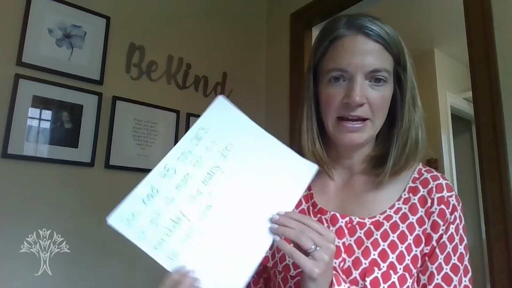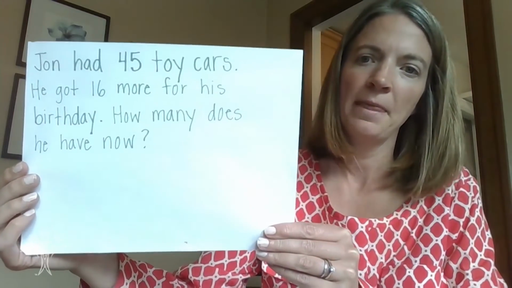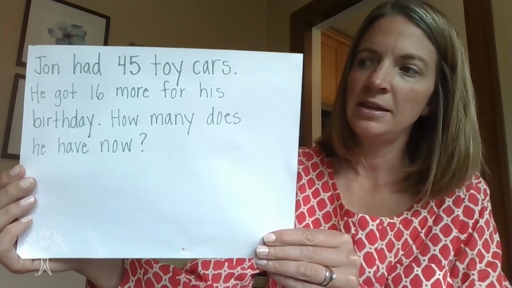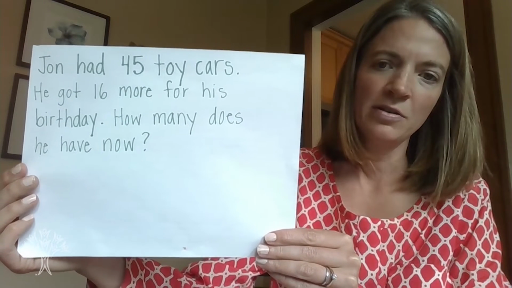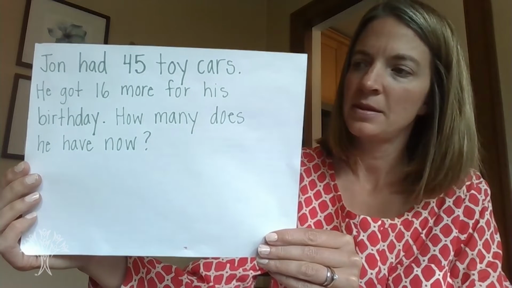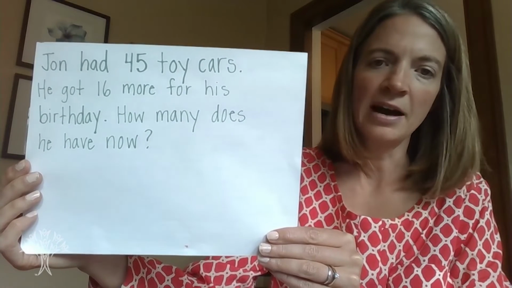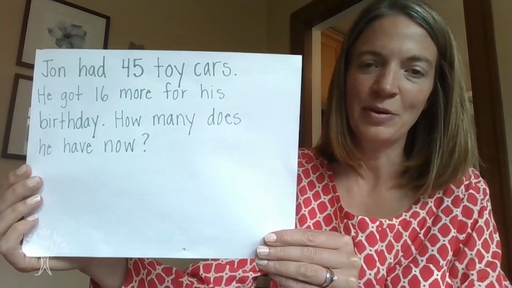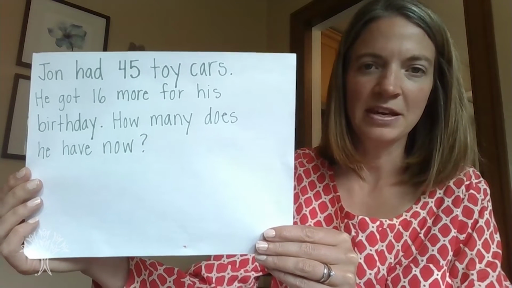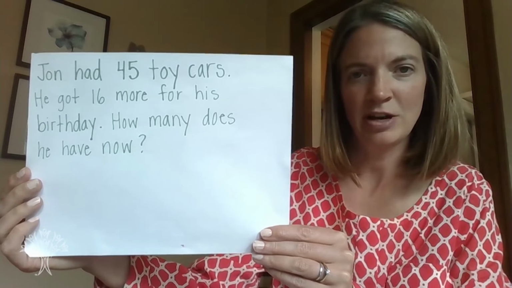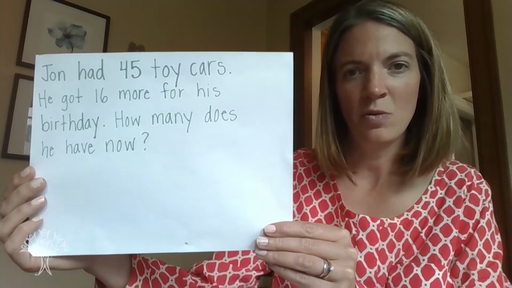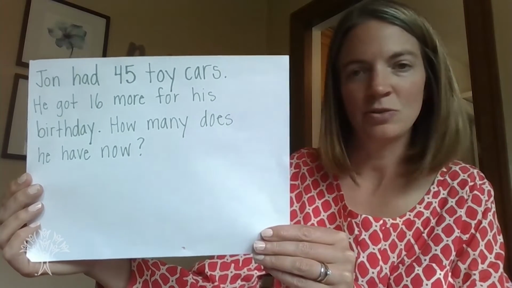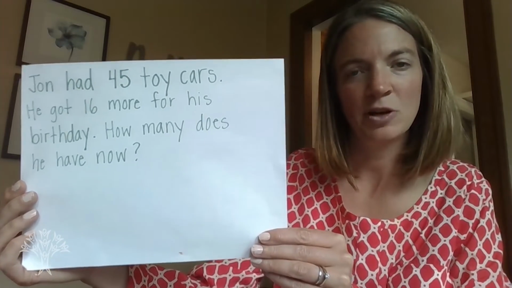So here's our problem today. It says John had 45 toy cars. He got 16 more for his birthday. How many does he have now? So I'm going to wait while you draw yourself a model and think about using those place value strategies to draw out what's happening and solve for the answer. How many toy cars does he have now? Go ahead and get started.